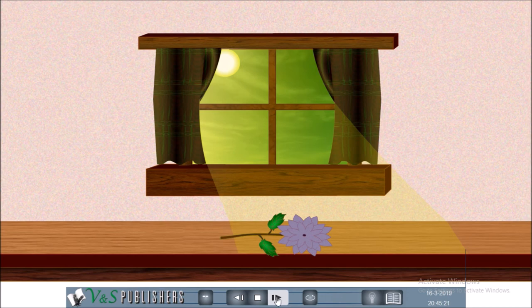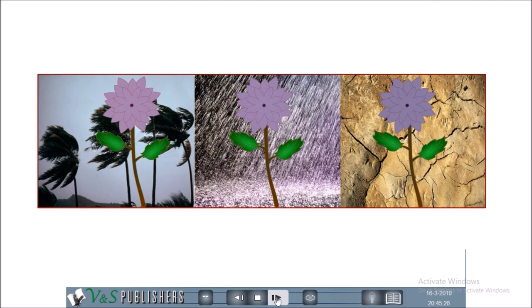If the color of the flower becomes pink on some day, it indicates a storm. If the color becomes bluish pink, it indicates rain. And if the color becomes light blue, it indicates dry weather.